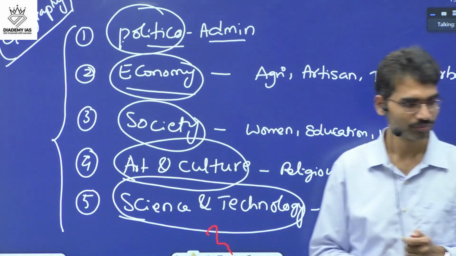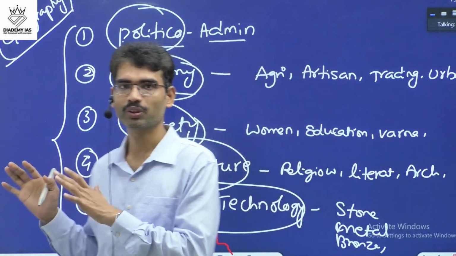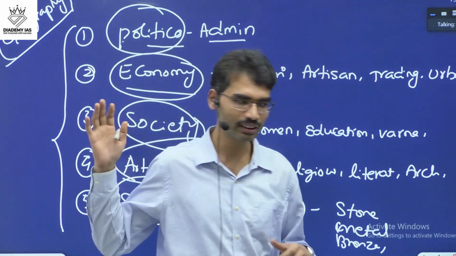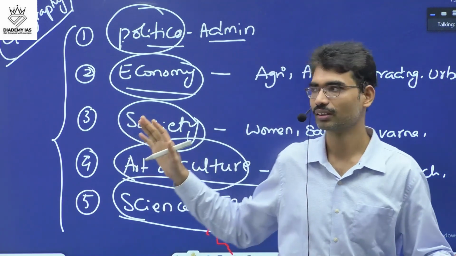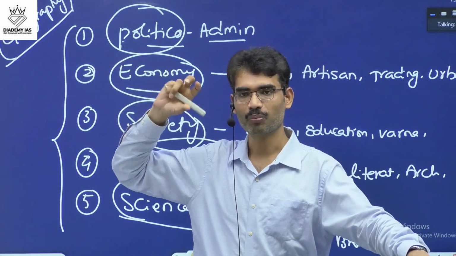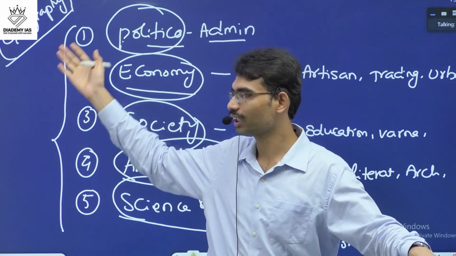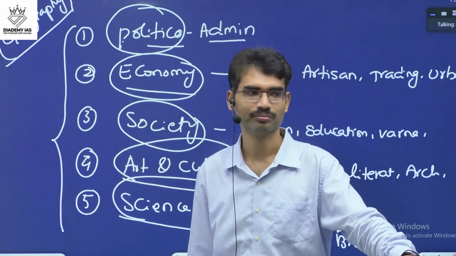Shabri, clear up to here? This is what our history syllabus is. If you broadly decode it, there are only 5 dimensions, nothing else.